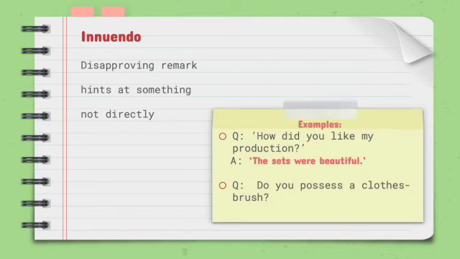Innuendo is the next figure of speech that we will be looking into. An innuendo is a disapproving remark which hints at something without stating it directly. In the examples here, we see a question and answer between two people. The first example says, "How did you like my production?" The person answers, "The sets were beautiful." This suggests to us that the production was not particularly impressive if the person who is answering is talking about the sets and not the actual production.